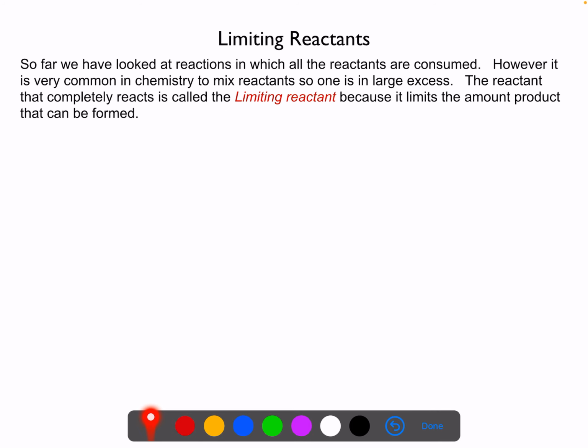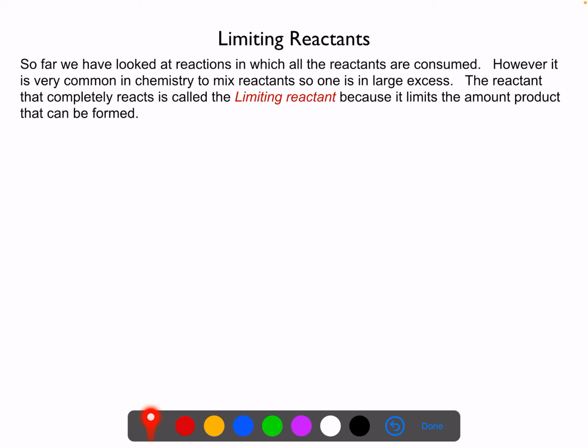This lecture is going to be on limiting reactants. So far in this course, we've looked at reactions in which all of the reactants are consumed in a chemical reaction, and we've calculated how much product you could make from a reaction. But one of the things that's really common in chemistry is that when we perform a reaction, we don't actually mix the chemicals in the stoichiometric ratios that the balanced reaction shows.